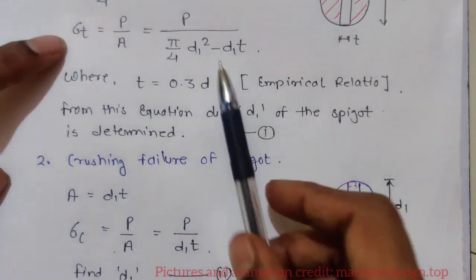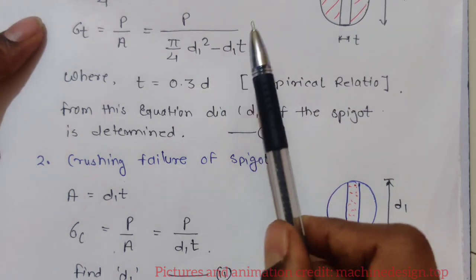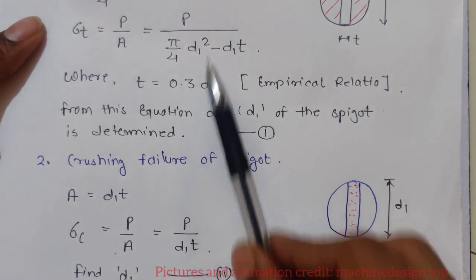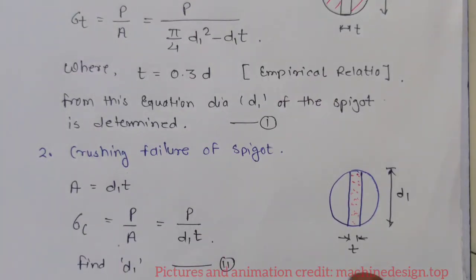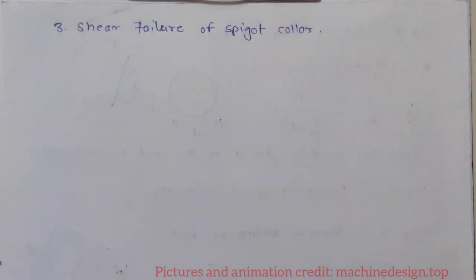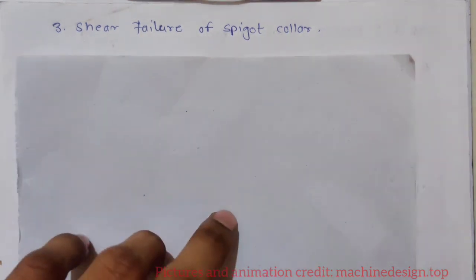So both methods you can find in different books. You can use any method. I follow this method. Okay. So now we will see the third point. The third point is shear failure of spigot collar. Now just consider this spigot.